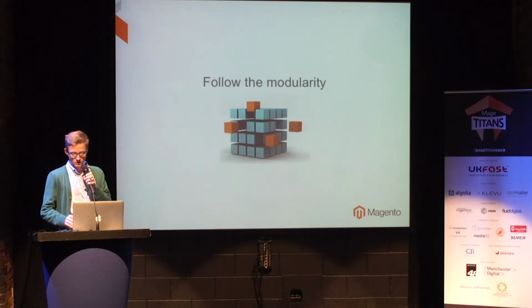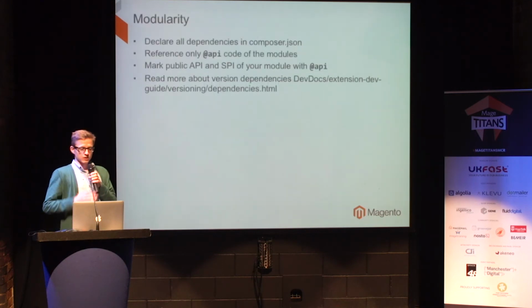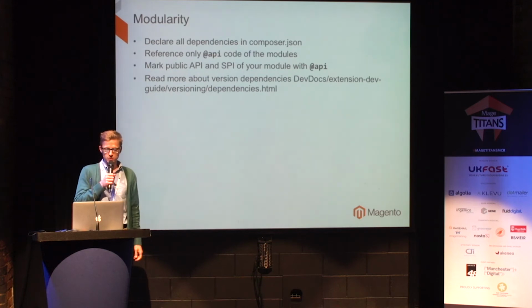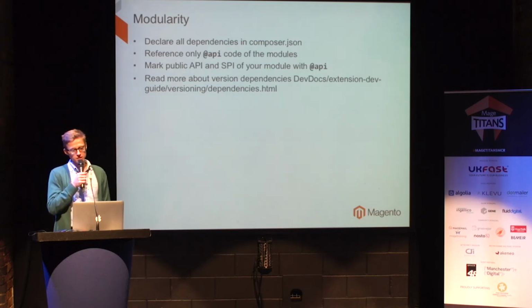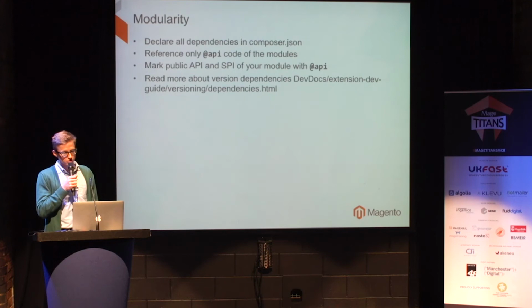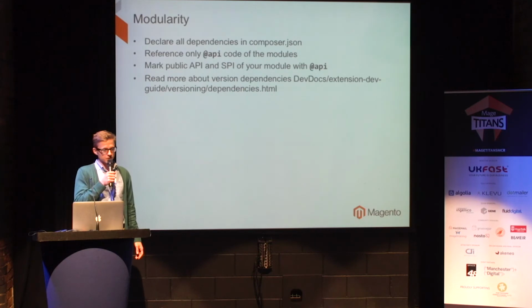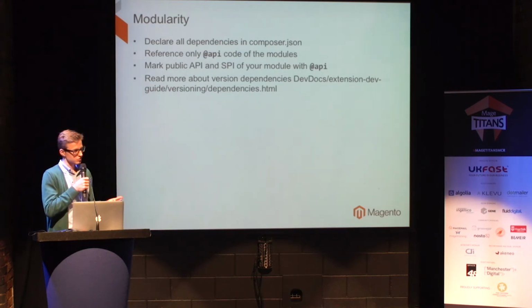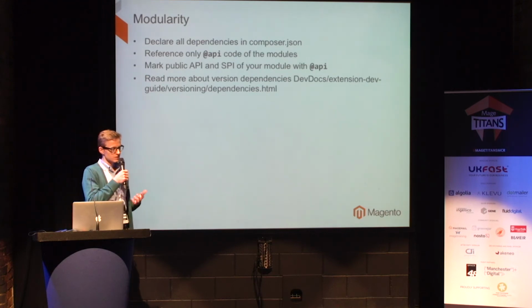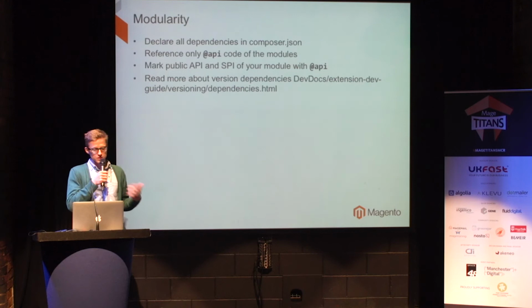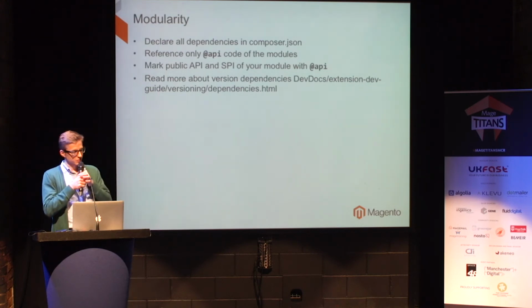Follow modularity. Modularity is very important. Declare all dependencies in composer.json. Just by doing so, you can reveal many problems with modularity. I'll talk about this on the next slide. Reference only the API code of the modules. This would make upgrades to new versions easier. In 2.2, we marked a lot of code with the API annotation, and this is the API we want you to use. If you depend on classes or interfaces or use anything that is not marked with the API annotation, there might be problems during the upgrade.